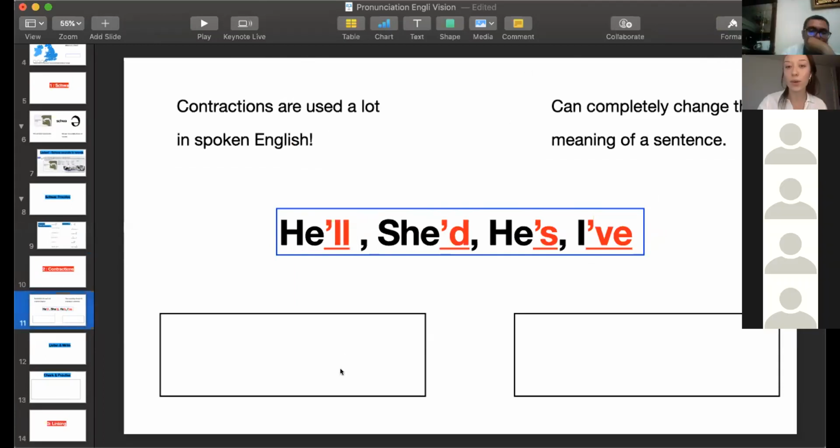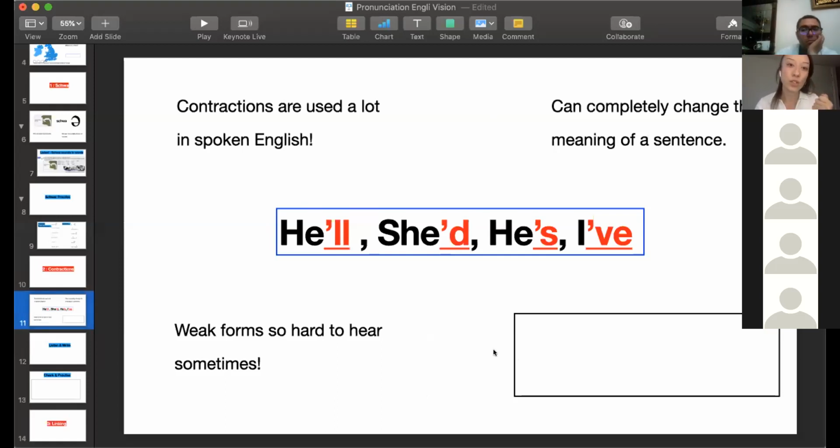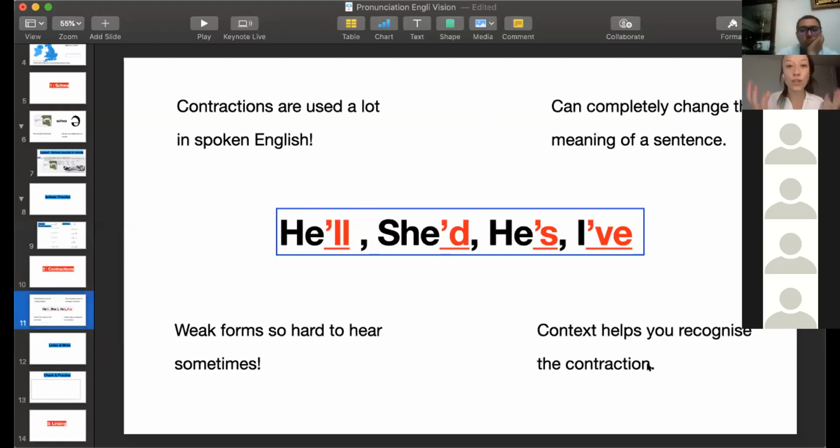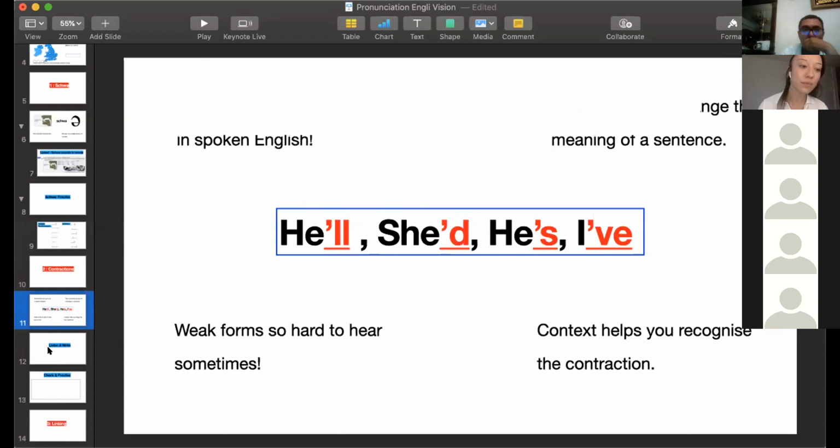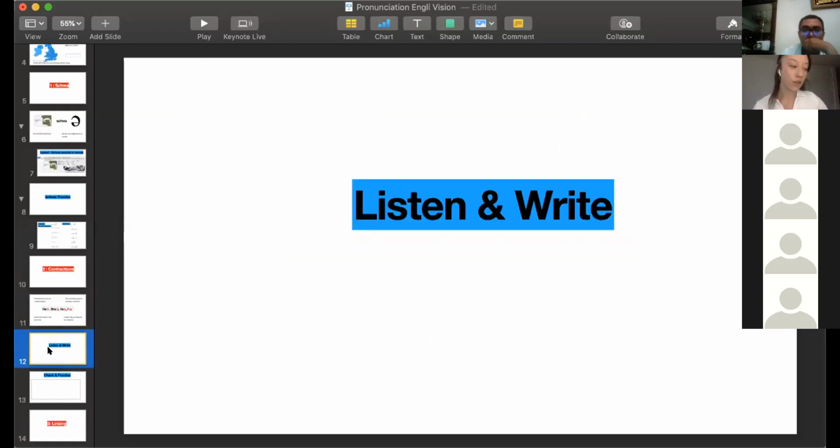Sometimes we don't hear it because it's weak, not a very strong sound, okay? The context will help you to recognize which is being used, but it's good to practice recognizing it within the sentence as the sound is not very clear. So, I'm going to read three sentences. I would like you to write what you hear from my accent, okay? Then we will check if you heard the same thing.